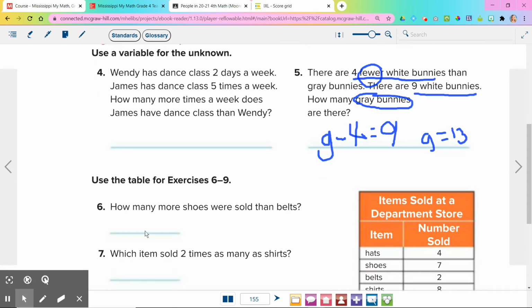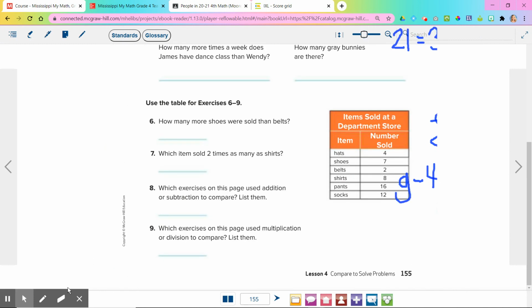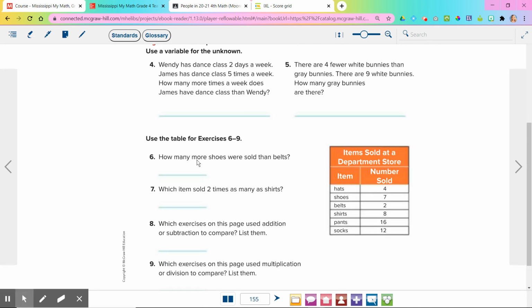All right, so let's take a look at the bottom. You're going to answer numbers 6 through 7 using the table. And on numbers 8 and 9, you've got to tell me which exercises on this page.